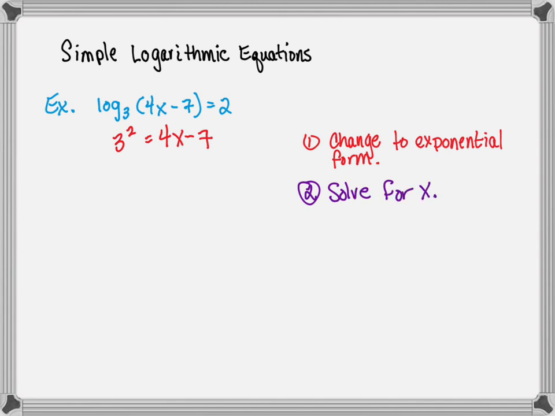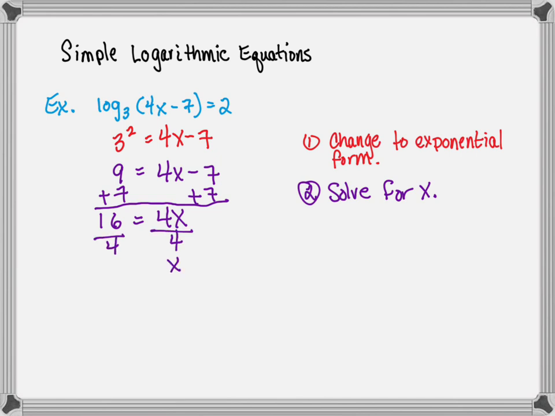Then we'll solve for x. So first, 3 squared is 9, so I have 9 equals 4x minus 7. We'll add 7 to both sides. 16 equals 4x. Divide both sides by 4. We get x equals 4.